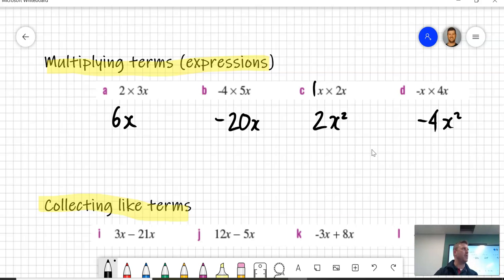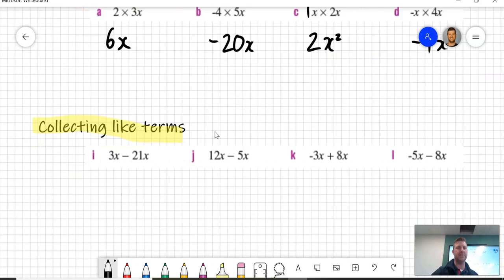Alright, so that's multiplying terms. Remember, any two terms you can multiply together. Today, all our variables will be x. So if you ever have x times x, then it will be x squared. Other than that, you're just multiplying the coefficients together. Pretty straightforward, yeah? The only part that people get tricked with is that a negative times a positive is obviously a negative. Negative times a negative is a positive, etc.